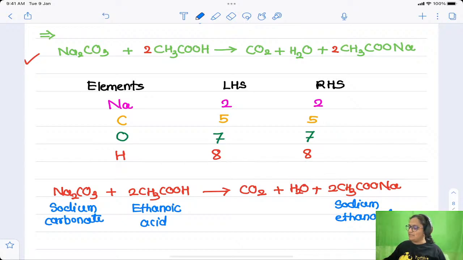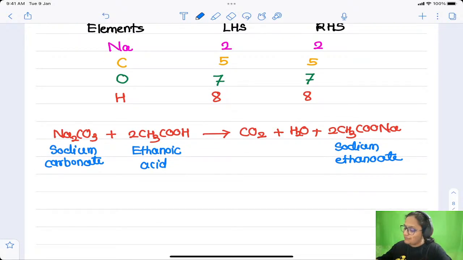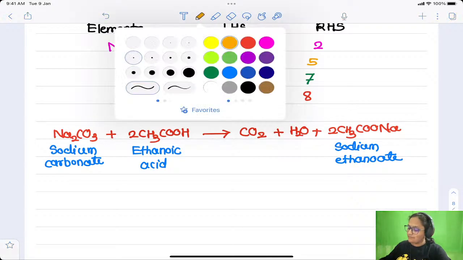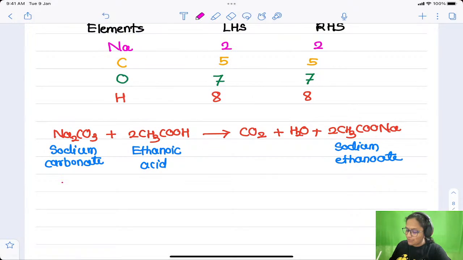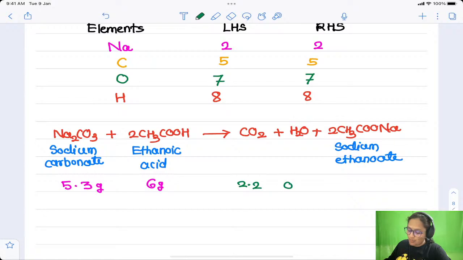Now let us check the weights. What is the weight of the sodium carbonate used? The weight of sodium carbonate used is 5.3 gram. The weight of ethanoic acid is 6 gram. And the weights on the product side: carbon dioxide is 2.2, water is 0.9 and sodium ethanoate is 8.2 gram, right?